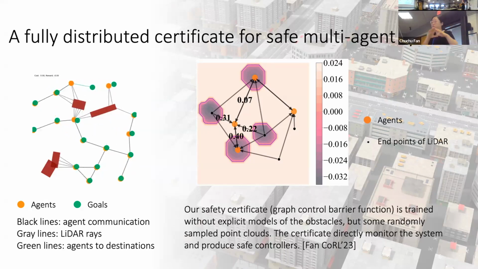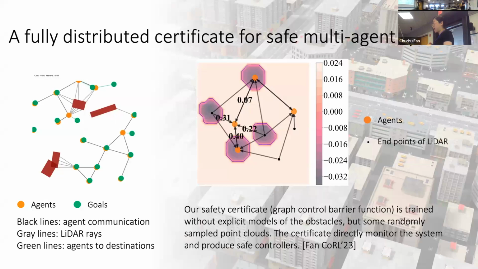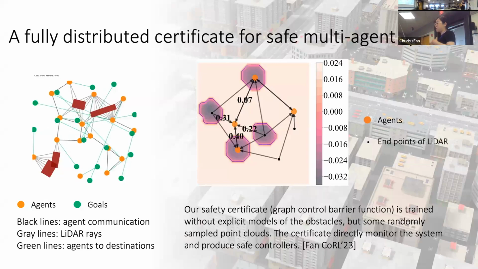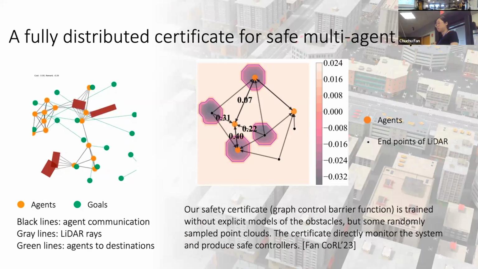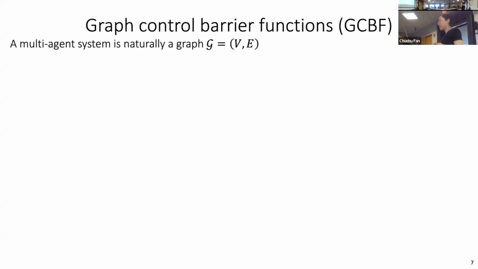To give you a high-level overview of the graph control barrier function, it is a type of neural certificate that is fully distributed. It is trained without even explicitly modeling the environment or the obstacles. It will just run during training. We will just randomly collect some sample points, and this certificate is directly used to monitor the system and produce the safe controllers. So with that, let me give you a little bit of mathematical background of what a graph control barrier function is. And this is something new we developed from the traditional control barrier function.